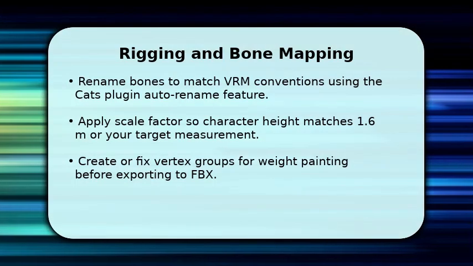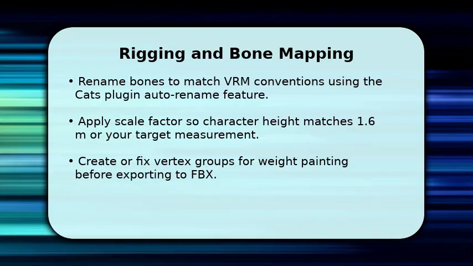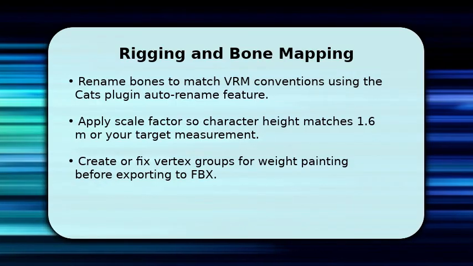Use the CATS plugin auto-rename to convert Japanese MMD bone names to VRM-friendly names. Manually inspect crucial bones and reassign any mismatched joints after auto-rename. Apply a uniform scale so the character height matches a target like 1.6 for consistent sizing. Clean up vertex groups and fix weight painting issues on shoulders and fingers.